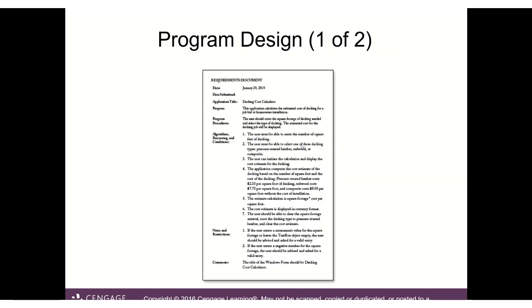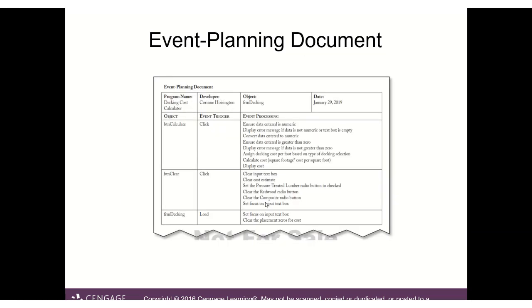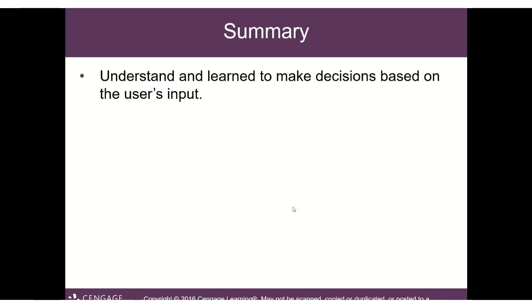The program design is given in the book, but basically this is the program design that we are going to use in our example, and this will be your homework actually. We will give this program design, and the use case definition is given here, and the event planning document is here. So finally, we understood and learned how to make decisions based on user inputs, right?